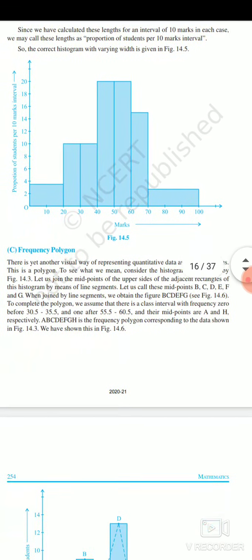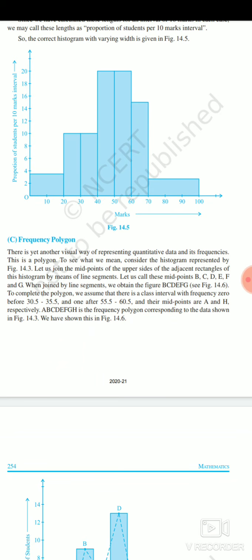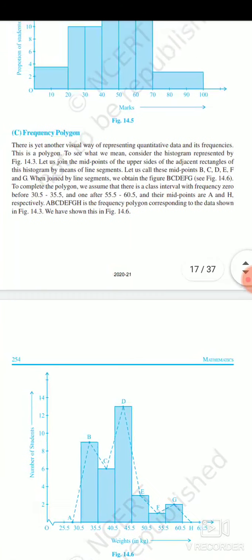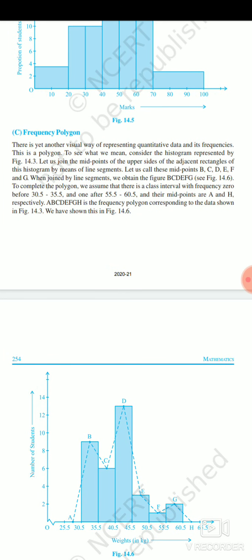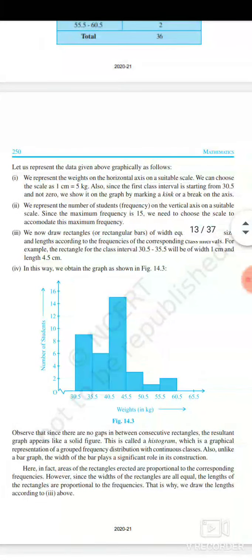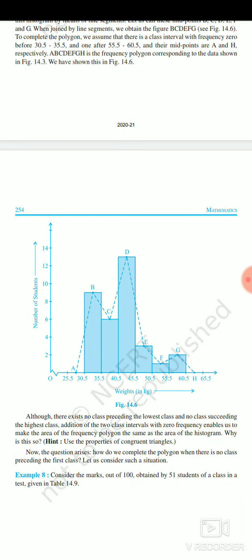This is called a crystallogram without any gap, and it also looks like a polygon. Now you are going to study the frequency polygon. What is meant by a frequency polygon? In the previous problem you were given 30.5 to 35.5. It's a histogram. In this histogram, now you are going to study the frequency polygon. So this is the introduction.